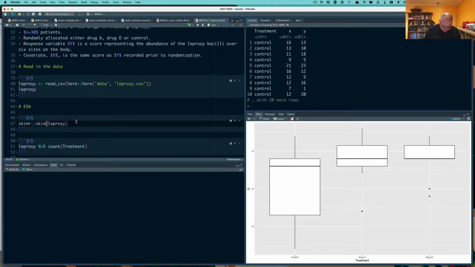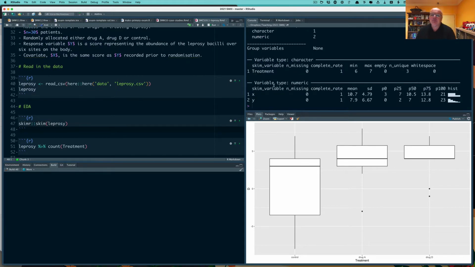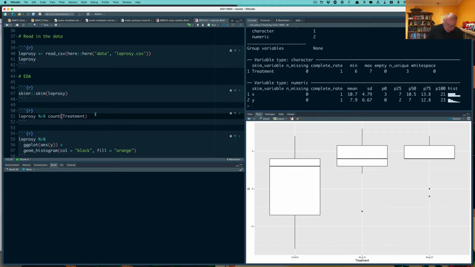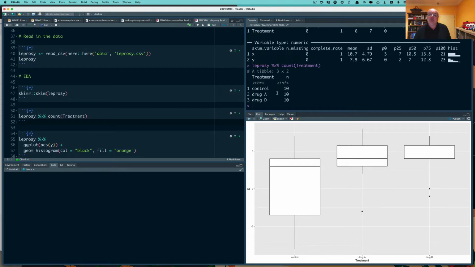So we'll do a quick EDA. Not a lot to see here. There's no missing data, which is good. We've got a mean of X of 10.7, then 7.9, so it's gone down. Standard deviation 4.79, 6.67, all good. Let's just check that we do have the information we've got. So how many in each group? Yep, 10 in each group, 30 in all.